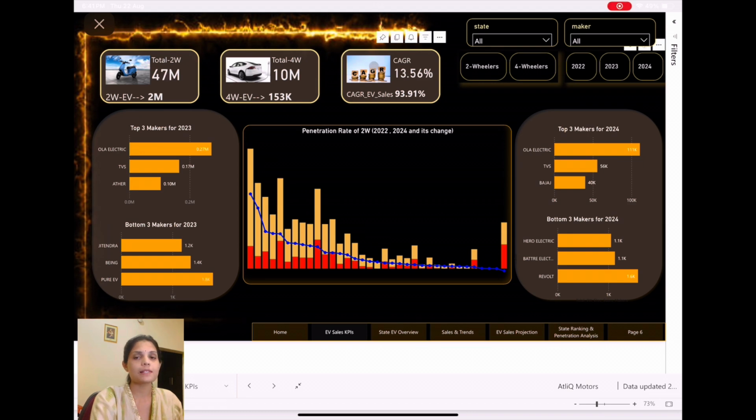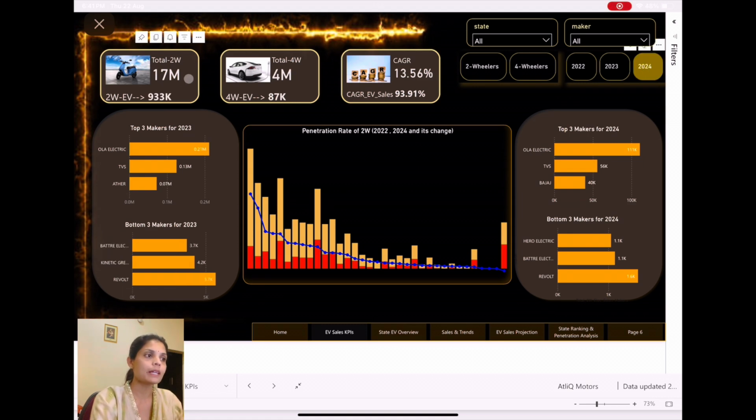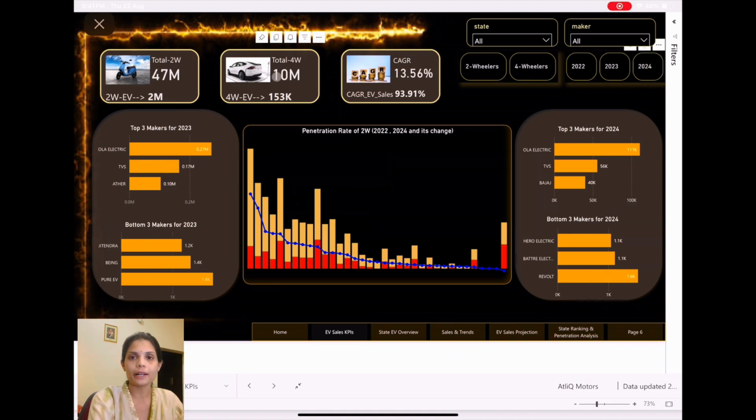In our project, CAGR stands for Compound Annual Growth Rate, which helps us understand the average yearly growth of vehicle sales over time. Starting with the overall market performance, coming to our total two-wheeler sales, our analysis shows a total of 47 million units sold. Specifically, when focusing on electric vehicles, the sales stand at 2 million units. For the year 2024, the total two-wheeler sales come to 17 million units, out of which 9,33,000 are electric two-wheelers. This indicates a significant portion of the two-wheeler market is gradually transitioning to electric options.